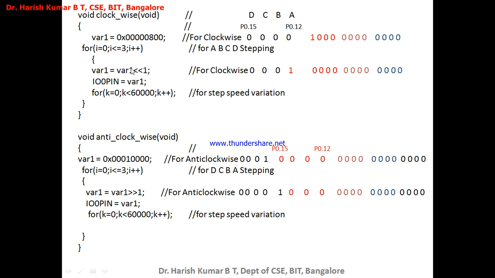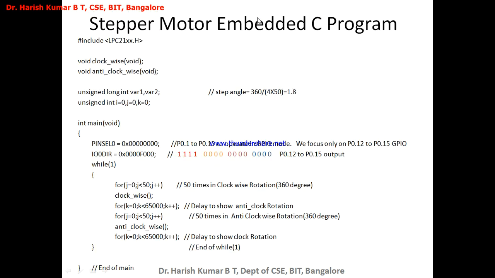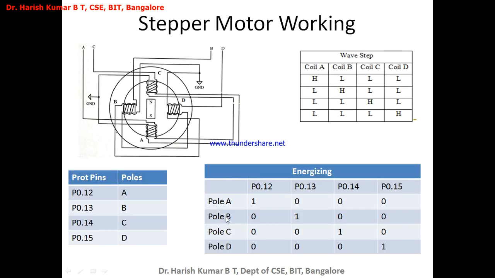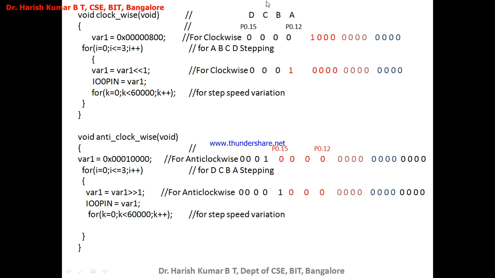So next time, again you take the var 1 value. Now 1 is here, left shift it by 1 more. Now this 1 will come to this position, and what is energized? B is energized. It is this case. So pole B is energized. In the second iteration, 1 comes to this position. Pole B is energized. Now the stepper motor will rotate in clockwise direction for 1 more step, 1.8 degree.